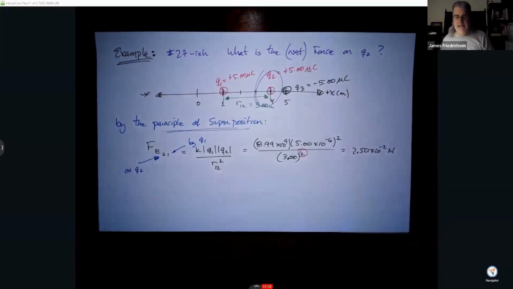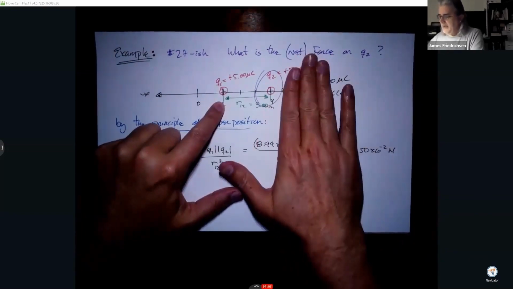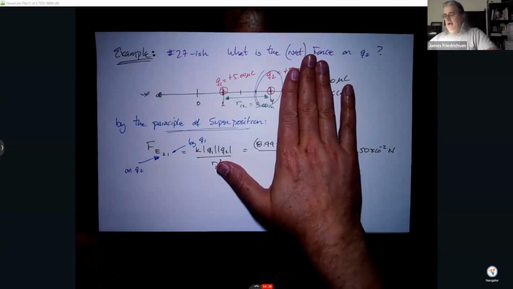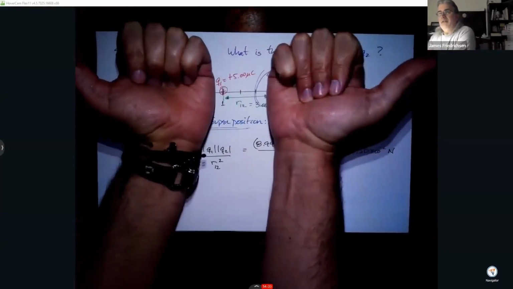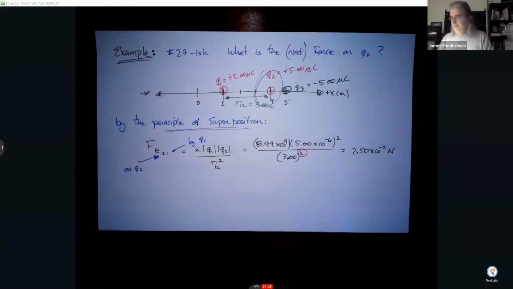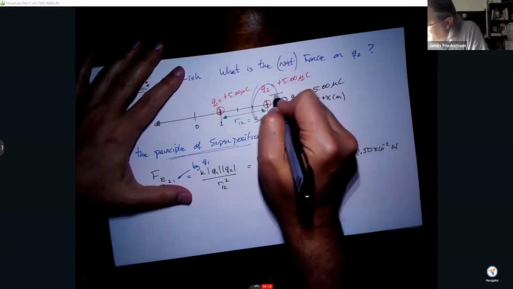Now that we have the magnitude, we can work to get the direction of these forces. They're both positive charges, so are they going to attract or repel? They're going to repel, going away from one another like this. But I only care about the force on charge 2. I don't care about the force on charge 1, because charge 2 is our charge of interest.